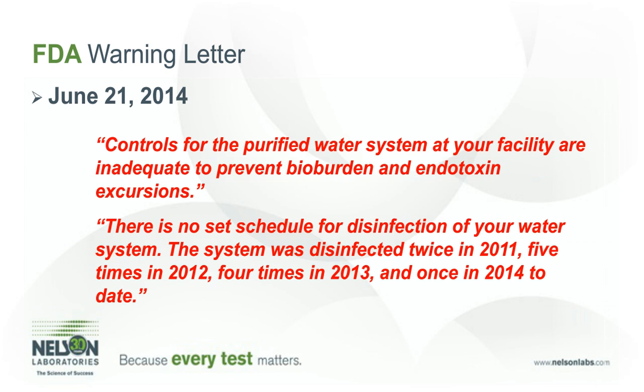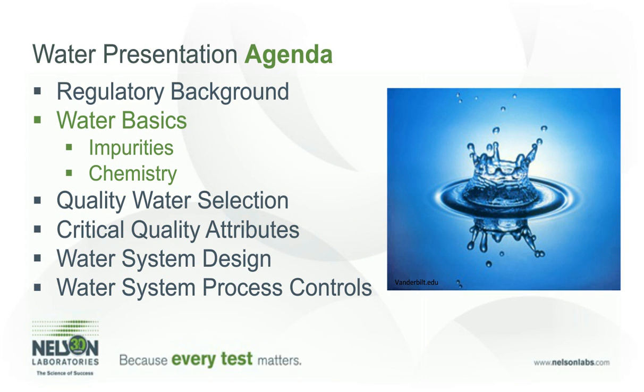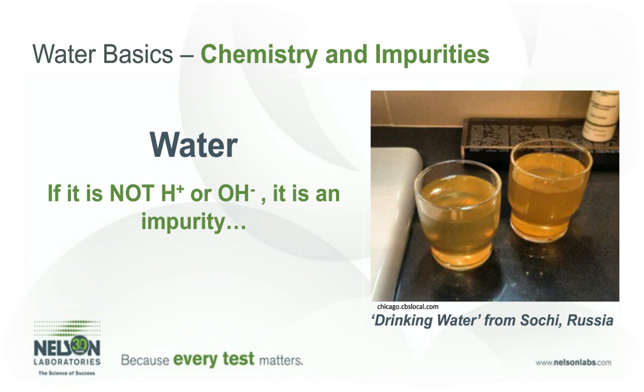Moving into the next section of today's presentation, we look at water impurities and basic water chemistry. Simply stated, if it is not hydrogen or hydroxide, it is an impurity. Again, let me reemphasize that the level of acceptable impurities is determined by the potential of that impurity to negatively impact the process, product, or patient health.